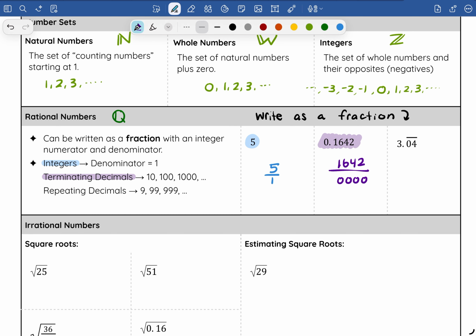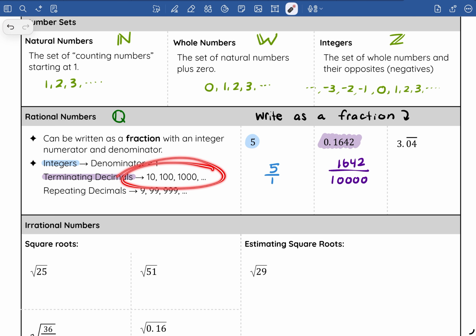But we can't just have zeros. Dividing by 0 in math is kind of illegal. And so we need the 1 to really show that we're looking at a multiple of 10 of some sort.